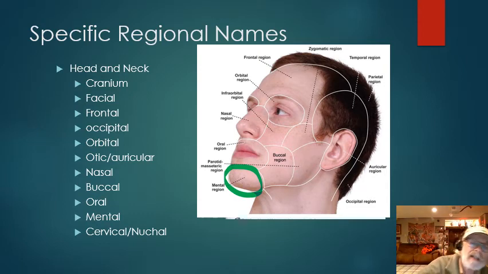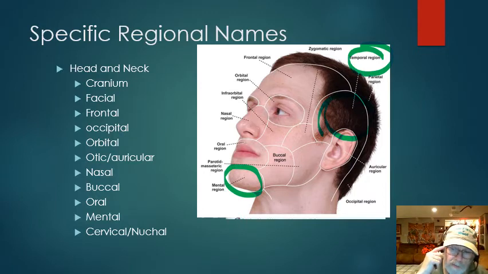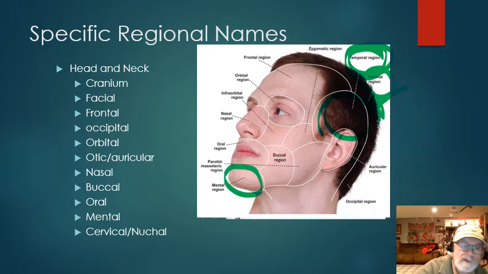So basically, that's what we have. A couple other terms that we don't have here. This area right here is called the temporal region, the area of the temple. They call it the temple because it's in the temporal region. Up here at the side of the skull, the side of the cranium, is called the parietal region.